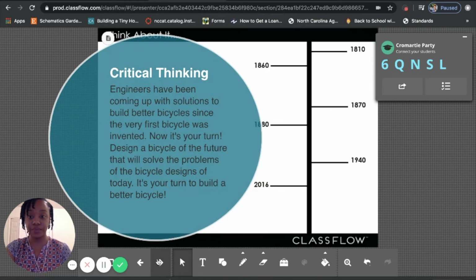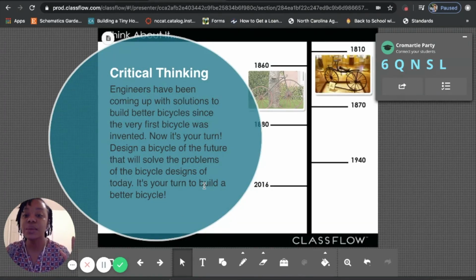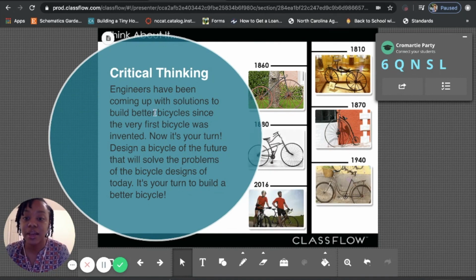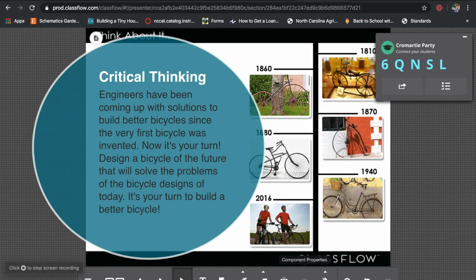All right. Now let's do some critical thinking. Engineers have been coming up with solutions to build better bicycles since the very first bike was invented. Now it's your turn. Design a bicycle of the future that will solve the problems of the bicycle designs of today. Guys, it's your turn to build a better bicycle.